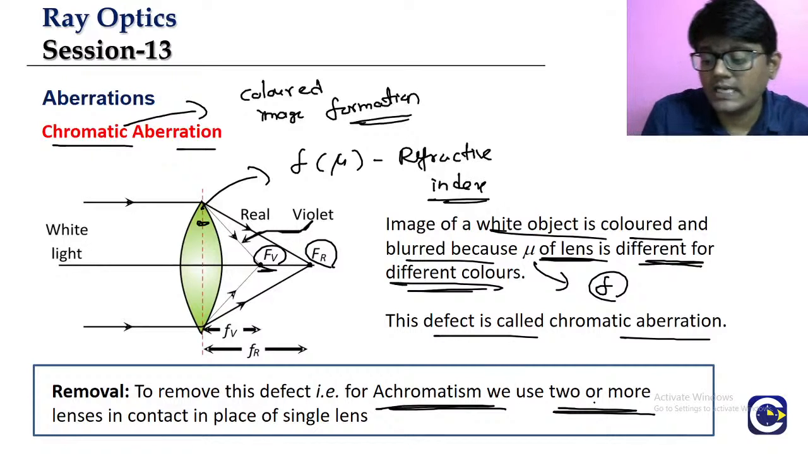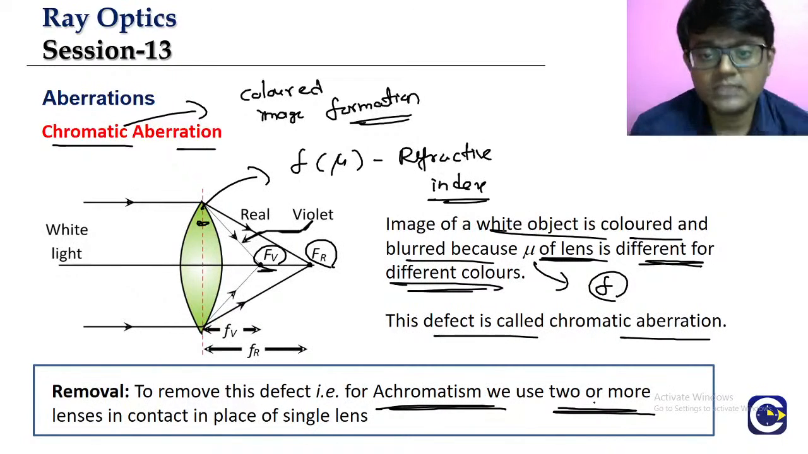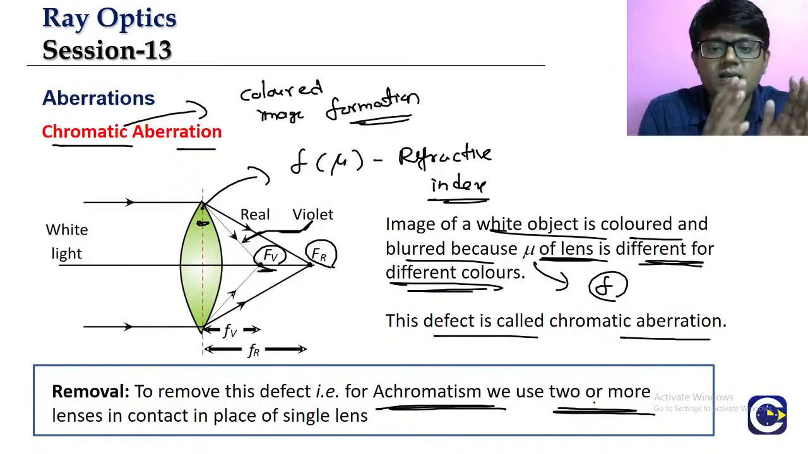So this is generally called achromatism. We have to suitably choose the lenses so that if one is dispersing, the other should be able to converge it. So what do we call this combination of lenses? Achromatic combination. This is just like the way we choose the prisms.